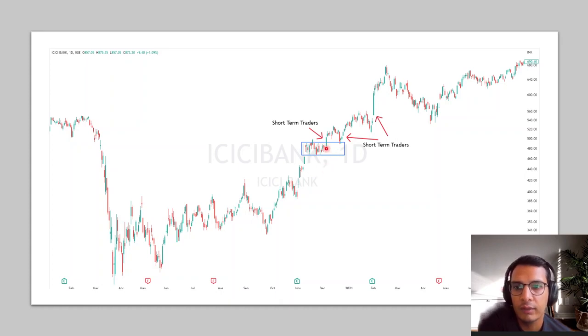So this is where a lot of swing and short-term traders bought in, and over here if you were participating as probably a position trader, you would have done okay, but your risk would have been very high. So this was the right time to participate as a short-term or a swing trader.